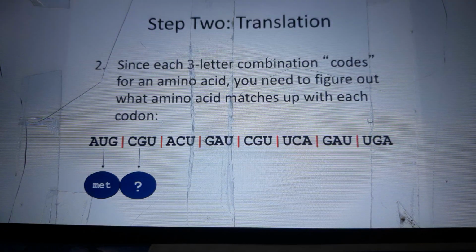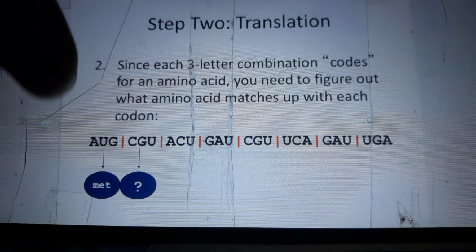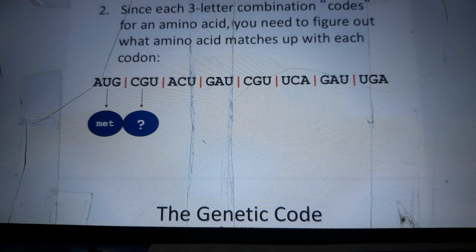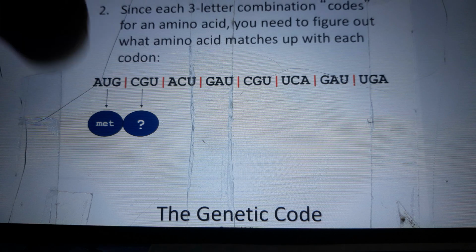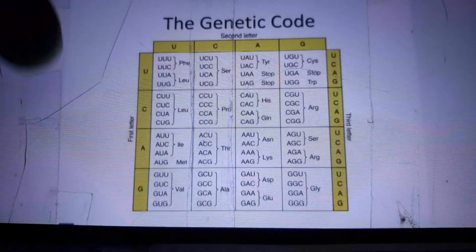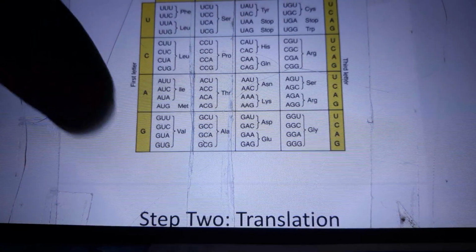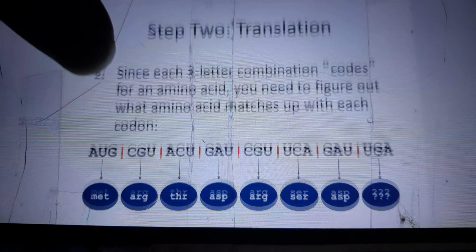Step 2, translation. Since each 3-letter combination codes for an amino acid, you need to figure out what amino acid matches up with each codon, right? You have the genetic code here. Try it out, right?